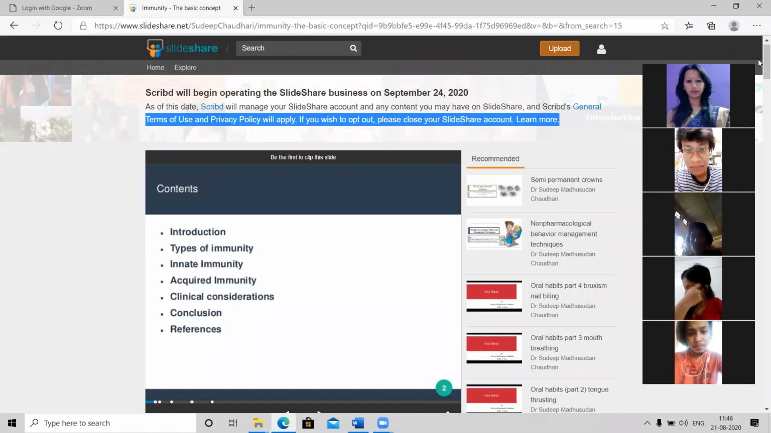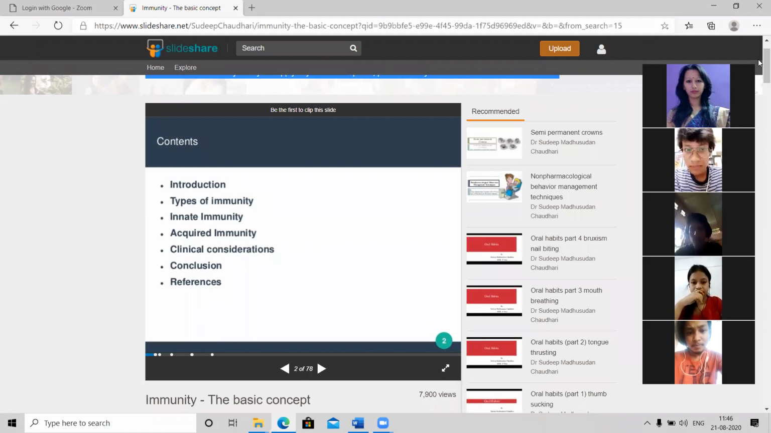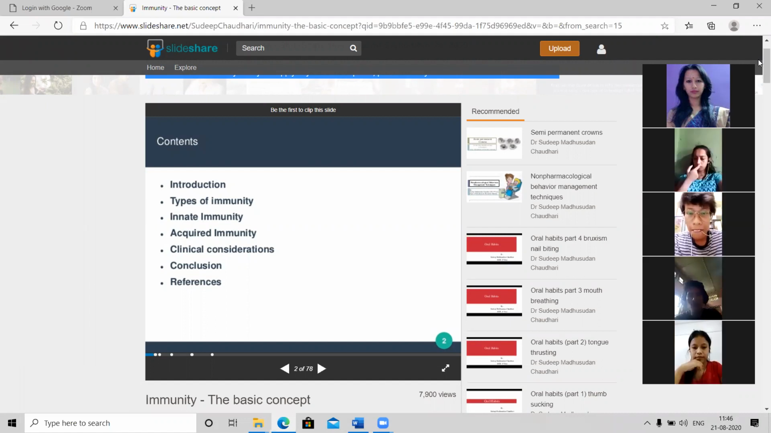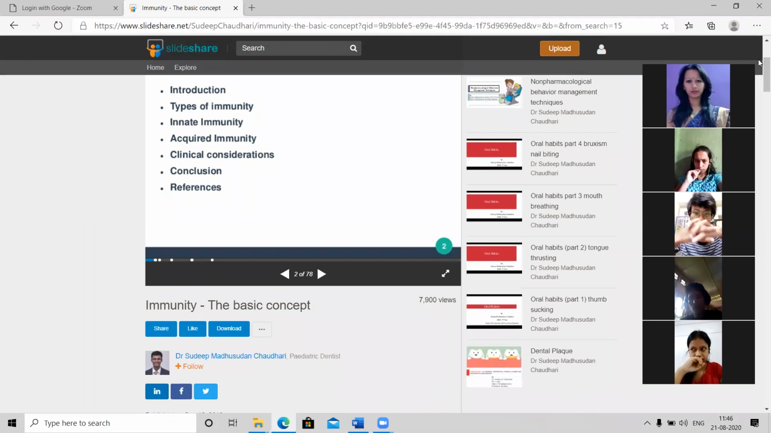Now, you all told me that there are three levels of innate immunity: species, racial, and individual. Now, tell me what is species immunity? This is all about what we have understood from the last two classes. Ma'am, it's a relative resistance to pathogen shown by all members of a species.